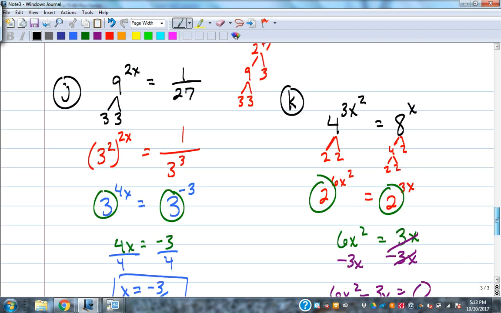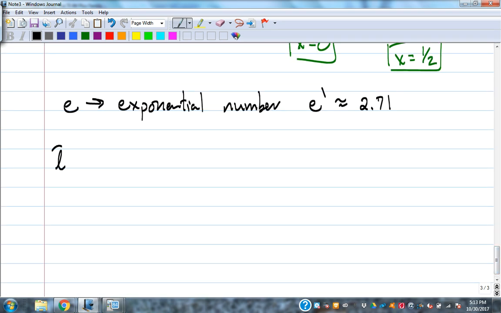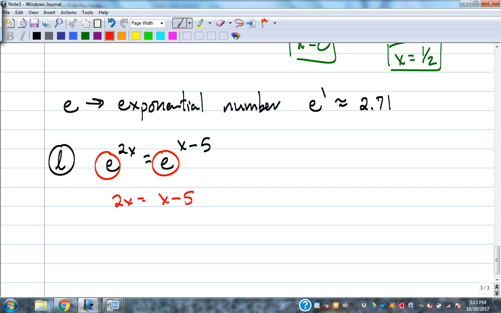So e to the 2x equals e to the x minus 5. That's just a number. They try to make it look like it's really confusing, and it's not. The base is e. If it's the same base on both sides, get rid of it and just do the easy problem. And x is -5 in this case.